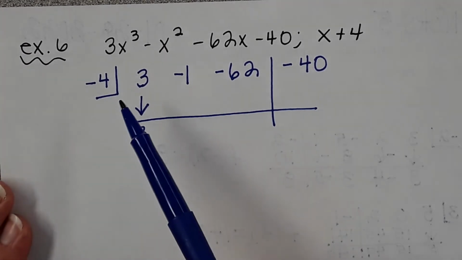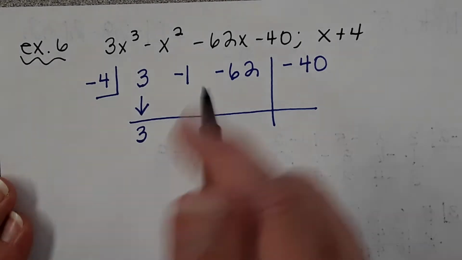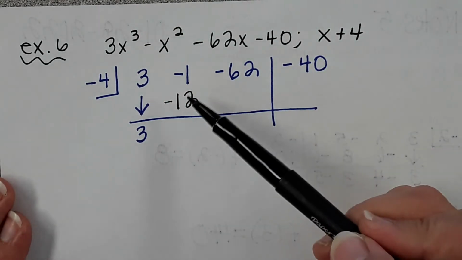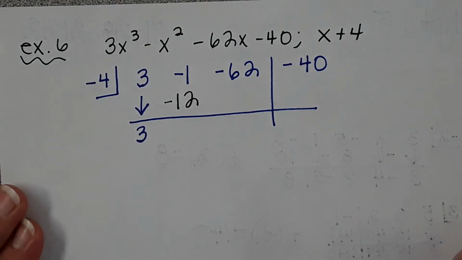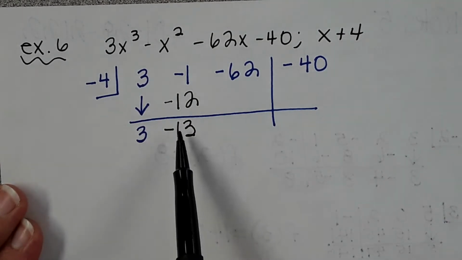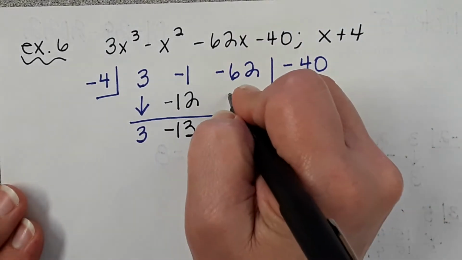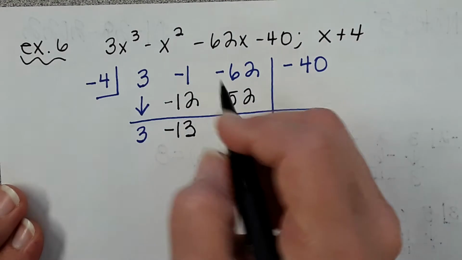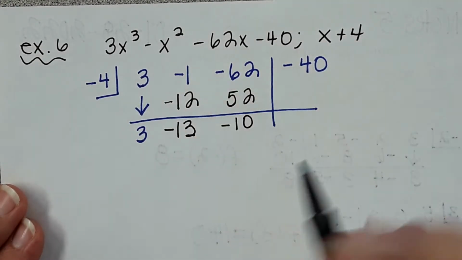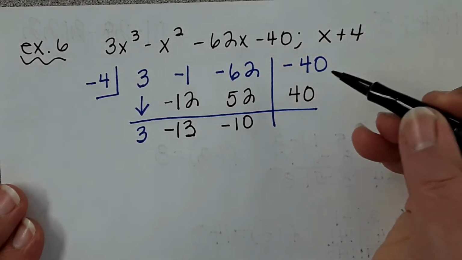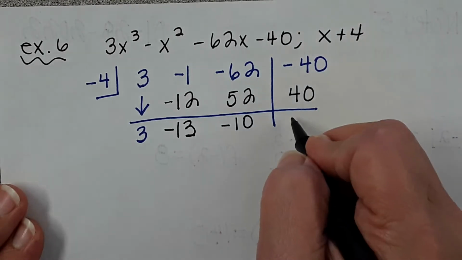Okay. Now we're going to do negative 4 times 3. Negative 12. What is negative 1 plus negative 12? Negative 13. Okay. Then we're going to do negative 4 times negative 13. It is 52. Negative 62 plus 52 is negative 10. Negative 4 times negative 10 is positive 40. Yes, positive 40. Negative 40 plus 40 is 0.